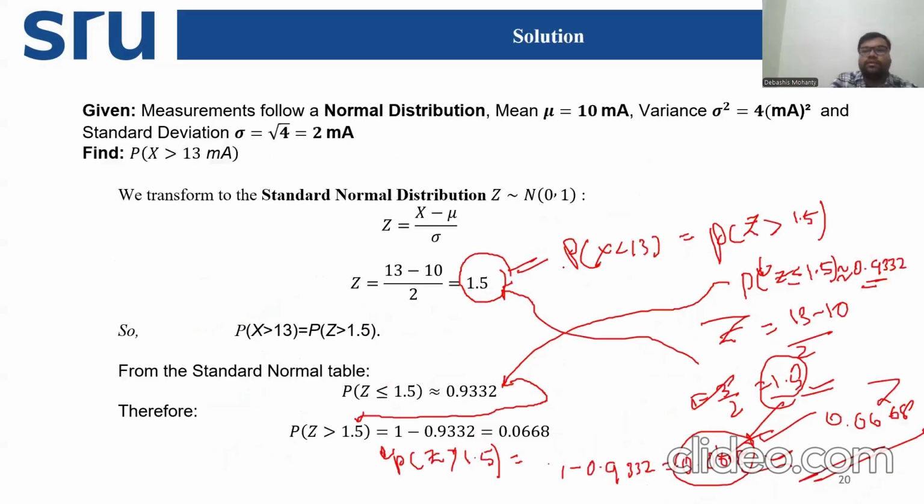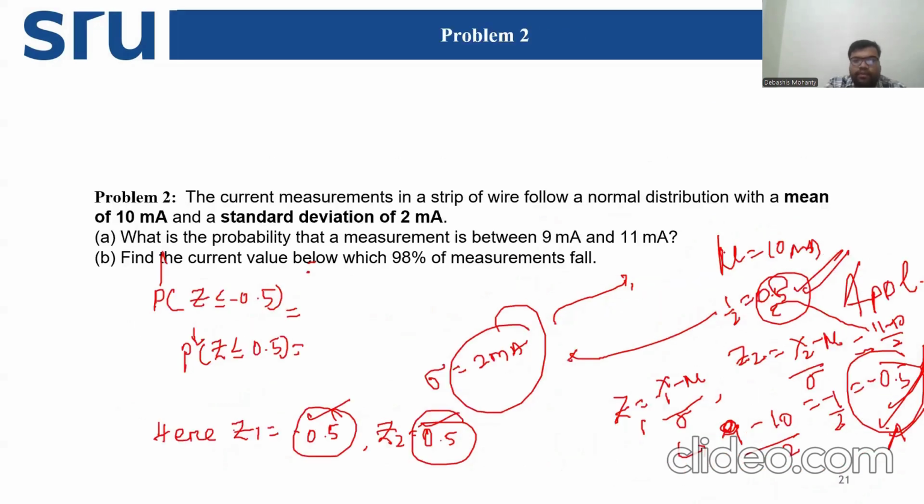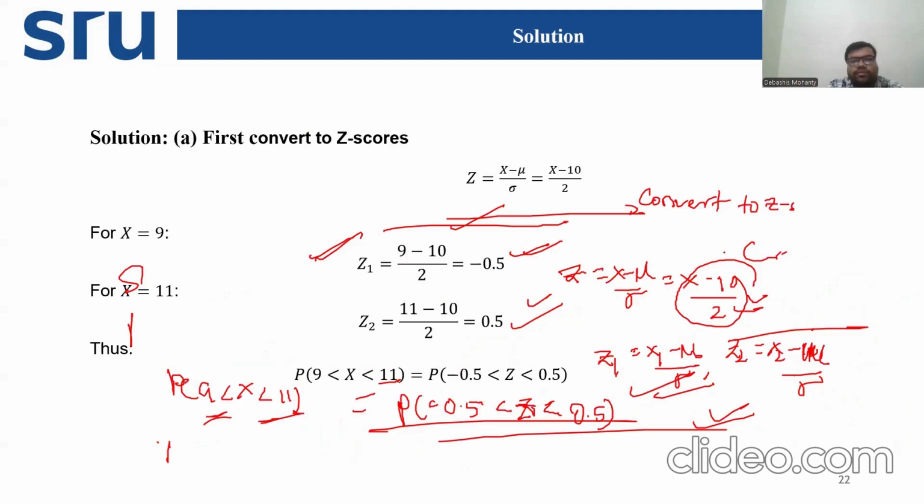So any doubt, any question, please ask me. Again, you can see here the measurement follows this normal distribution. The mu value is 10 milliampere, sigma square is 4. All this data is given, and the final answer you will get here is 0.0668. Okay. Again, for the second problem also, the mean is 10 milliampere and the standard deviation is as I already discussed. So this is the way to solve the problem.